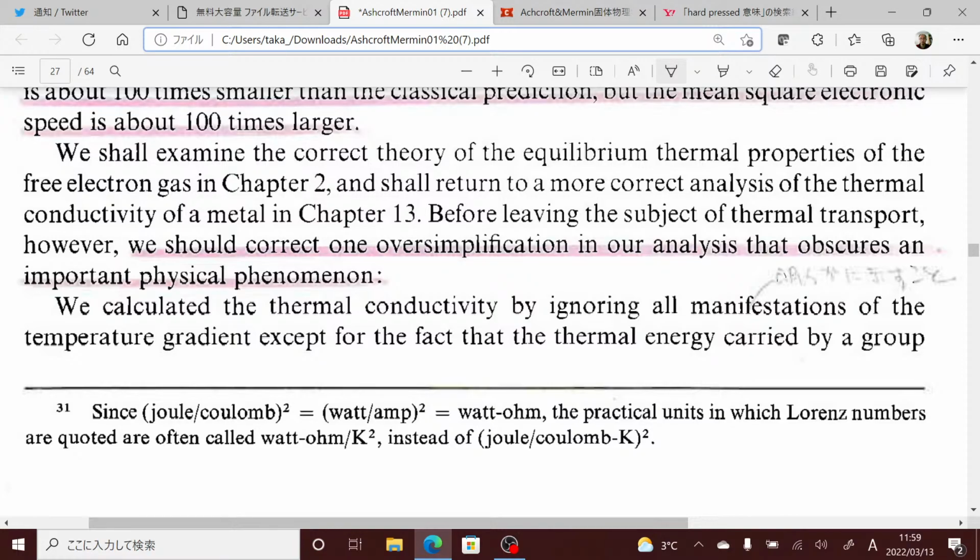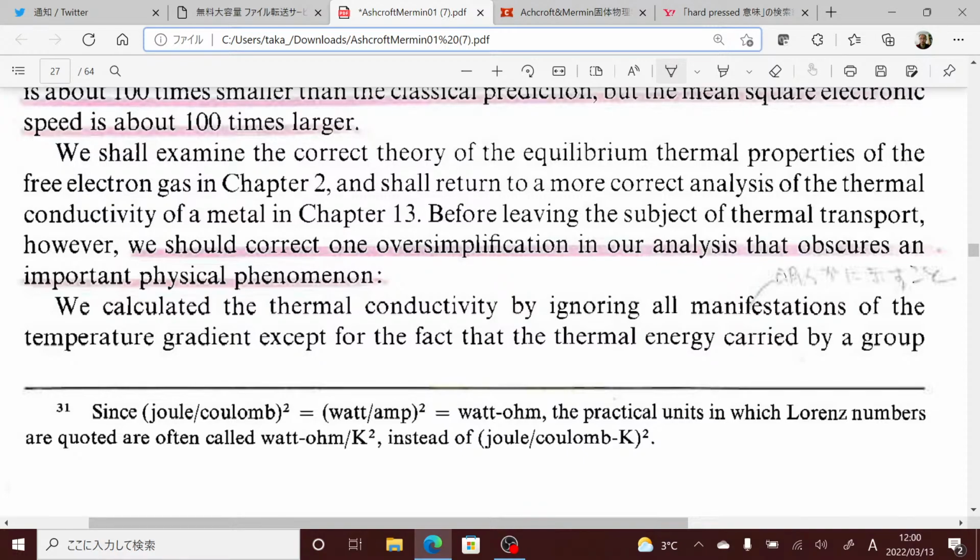Okay. Footnote 31. Since Joule per Coulomb squared is watt per amp squared, equal to watt ohm, the practical units in which Lorentz numbers are quoted are often called watt ohm per Kelvin squared instead of Joule Coulomb per Kelvin squared, Joule per Coulomb Kelvin squared.